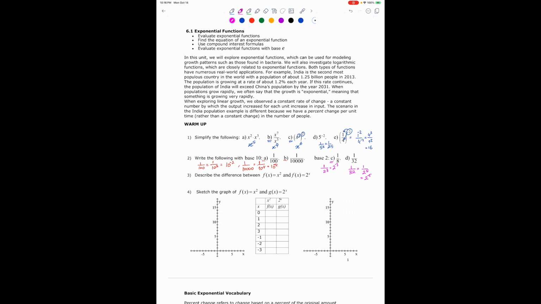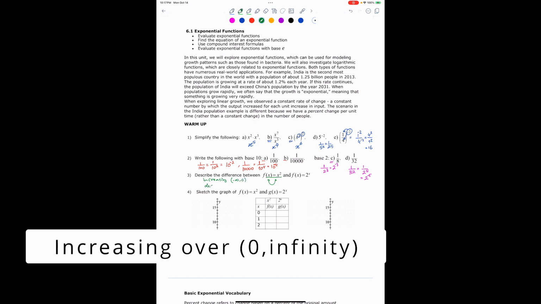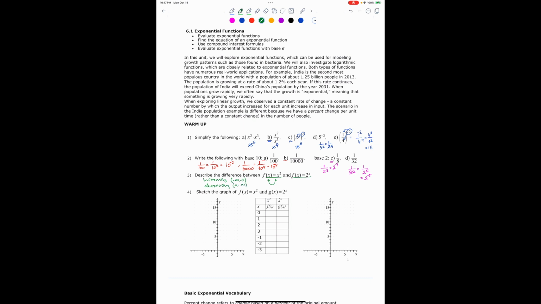Question number 3: describe the difference between f of x equals x squared and f of x equals 2 to the x power. This function right here, we studied it before. It's the parabola, which has a period where it's increasing and a period where it's decreasing. So it is increasing on negative infinity to 0, and it is decreasing on 0 to positive infinity. However, with this function, if you keep applying numbers, for example, 2 to the 1st power is 2, 2 to the 2nd is 4, and 2 to the 3rd is 8, and 2 to the 4th is 16, and so on.